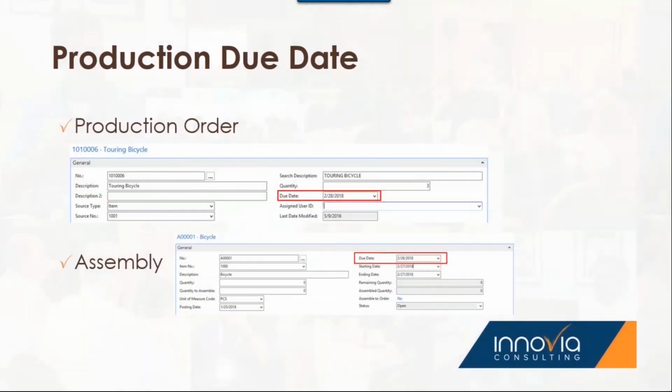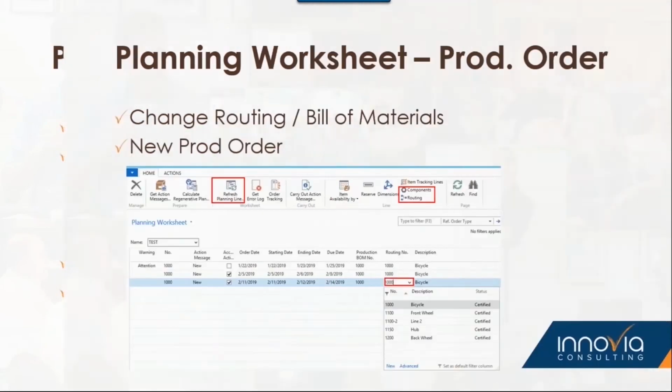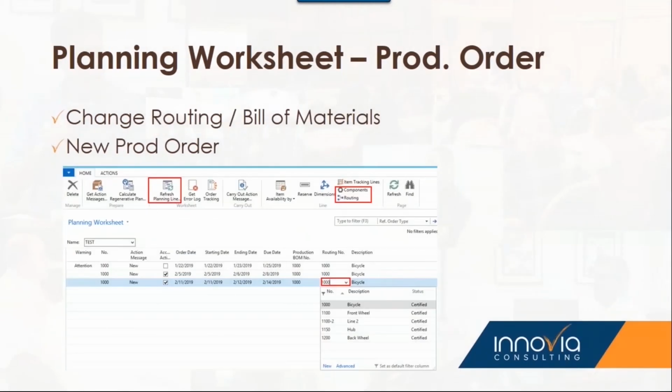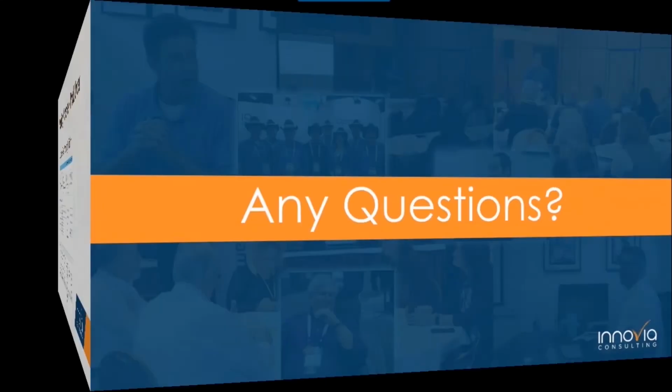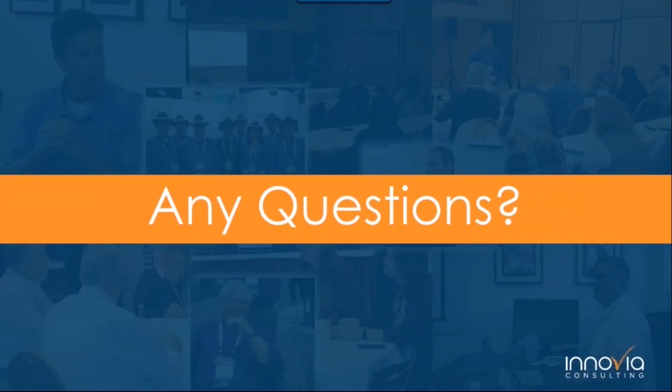Due date is our key date in NAV, obviously BC. Keep going. You can change the routing and bill in the planning worksheet if you didn't know that. There's a planning flexibility flag that allows you to tell the system to ignore, to kind of cut down on the noise, but you have to get the rest under control before you start using some of those advanced features. So I'm going to leave it up for questions.